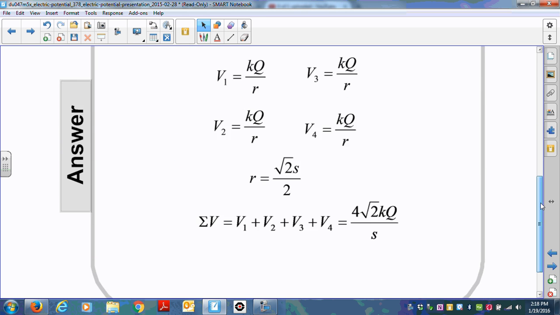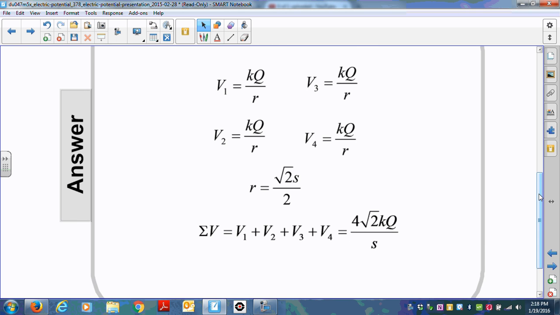Adding these all together, we end up with 4 times the square root of 2 KQ over S.